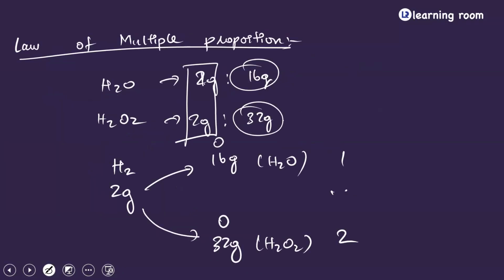Another statement of the law of multiple proportion: if two elements combine to form two different compounds, then the mass of one element that combines with the fixed mass of the other element will be in a simple whole number ratio. Is that clear? Clear, all of you?